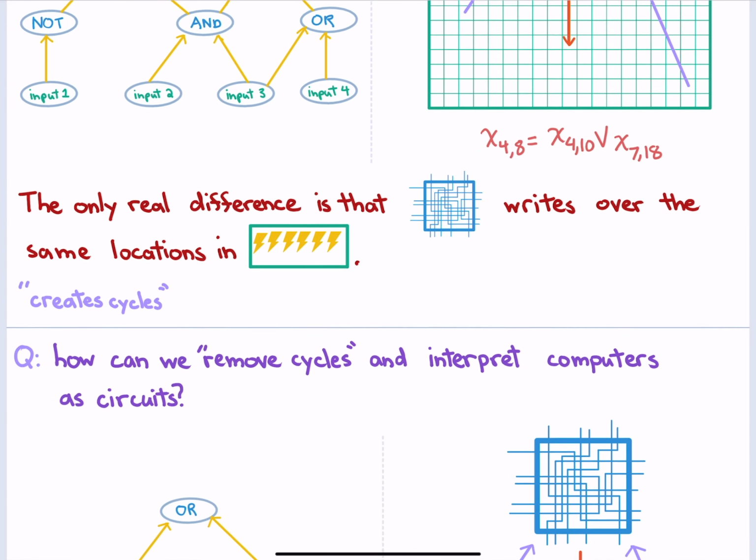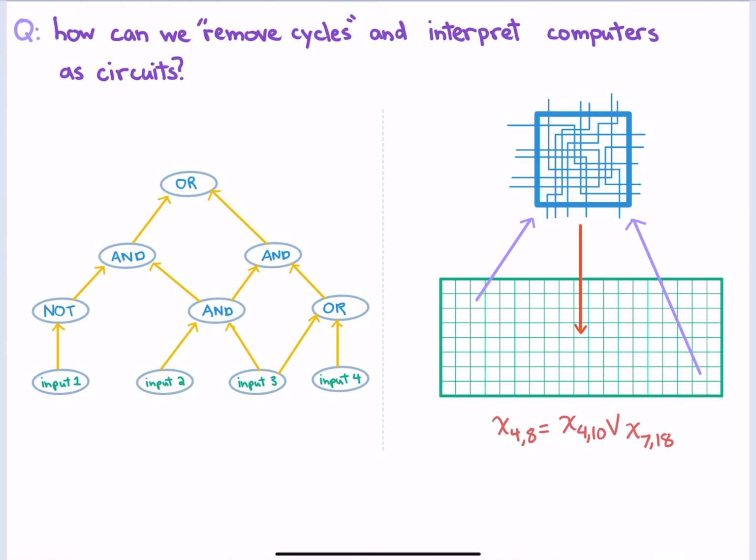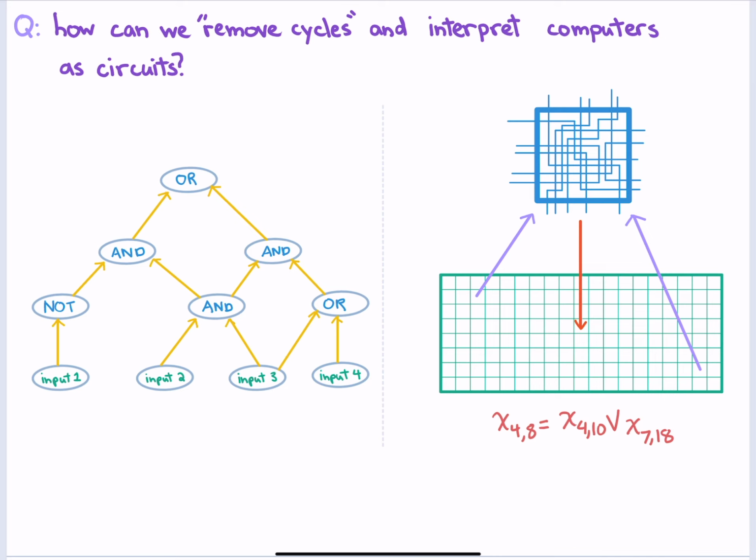Okay, so the conceptual question is, I still want to try to think of computers as circuits, and the main conceptual obstacle is that I can rewrite to the same place in memory. That I see as the big difference between circuits and computers. So how can I try to conceptually remove these cyclic dependencies in memory, to make it look more like a circuit?